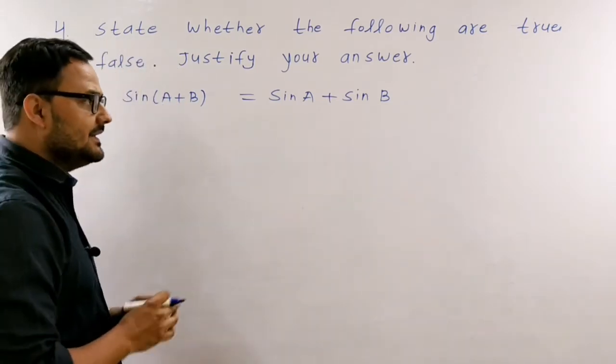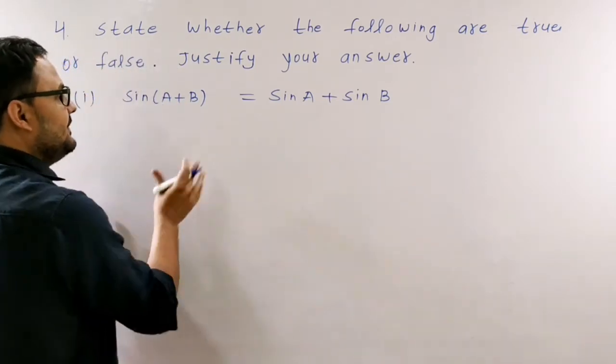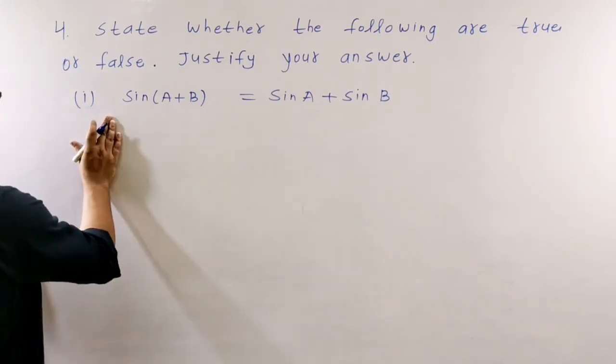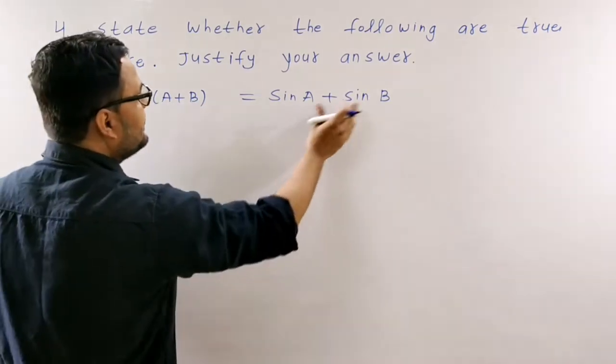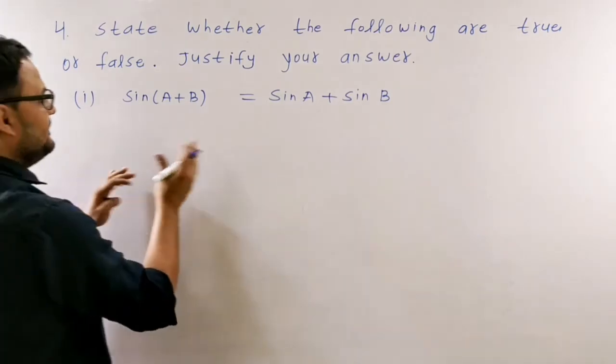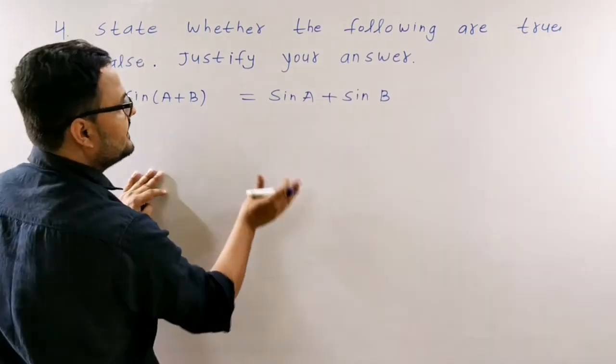If false, then what is the reason? Like it became false, we have to prove it. First one is sin(a+b) = sin a + sin b. Simply we have to prove this is right or wrong. This we have to check.